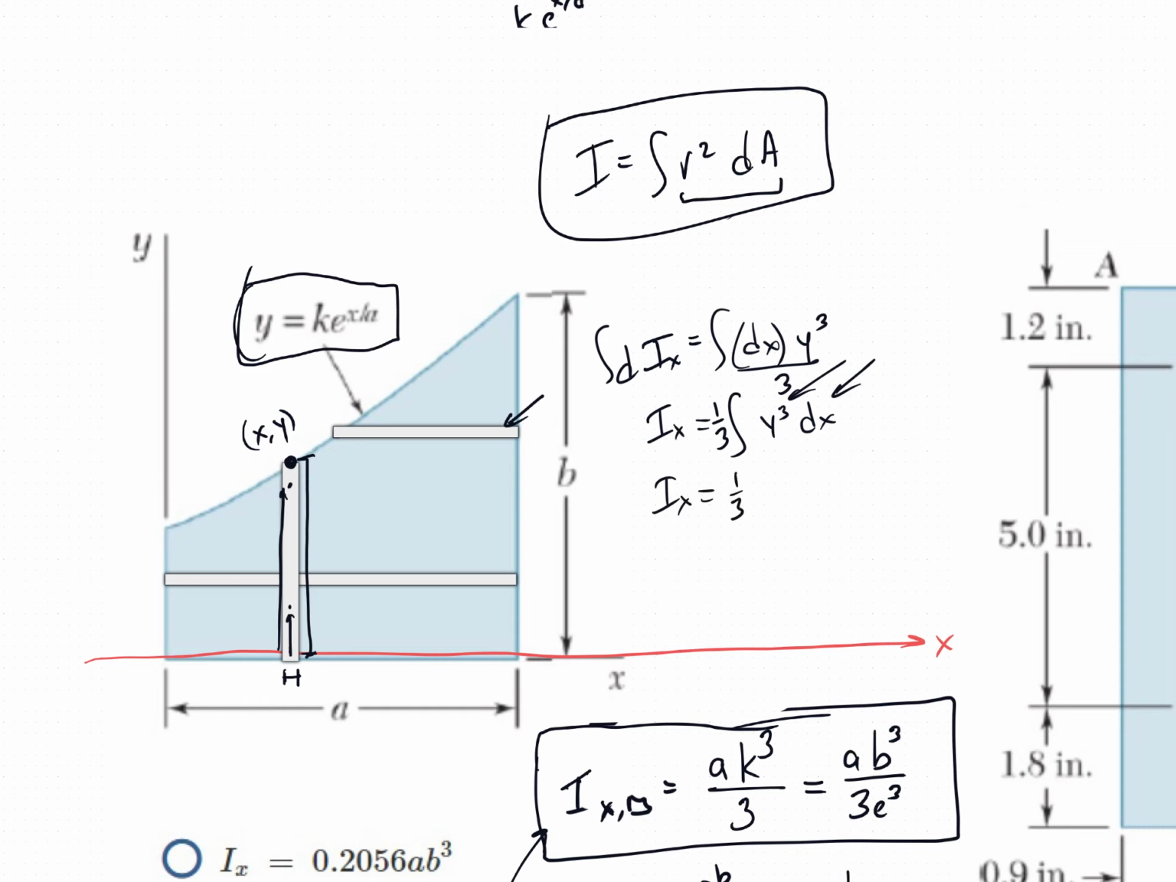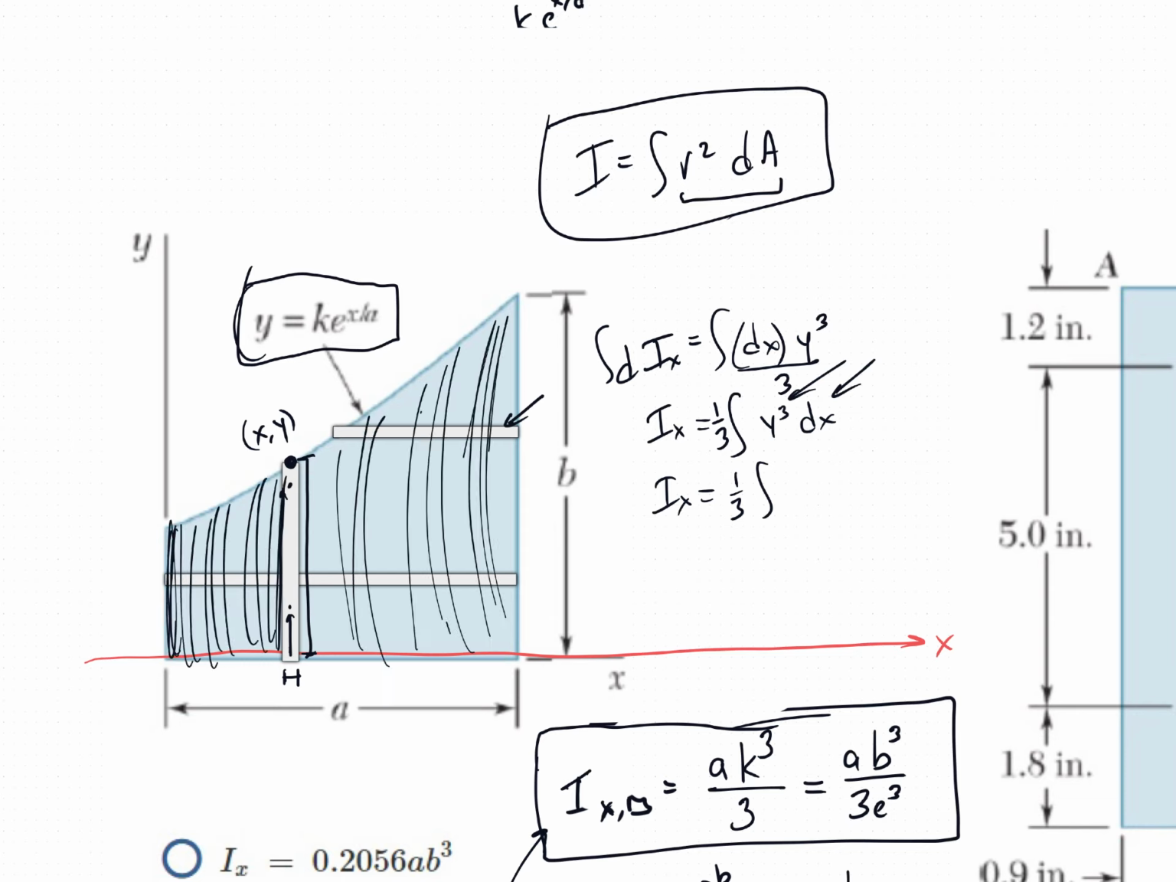So Ix equals 1/3 integral. Oh, wait, I forgot my limits. We're going to start over here at x equals 0, and we're going to keep going with all these little boxes until we get over here where x equals a. So we'll go from 0 to a. And what's y cubed? That's going to be k cubed e to the 3x over a, dx. Hopefully right now you're already seeing the thing that we don't like about this, which is the k cubed.